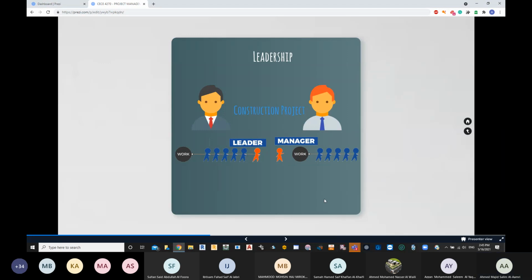So we have a leader and we have a manager. A leader is a person who will help. A manager is a person who will not. Let's give an example. Students of architecture, they have a conservation course, right? Anybody who has a conservation course? Anybody here who has conservation or not yet? Not yet? Okay.